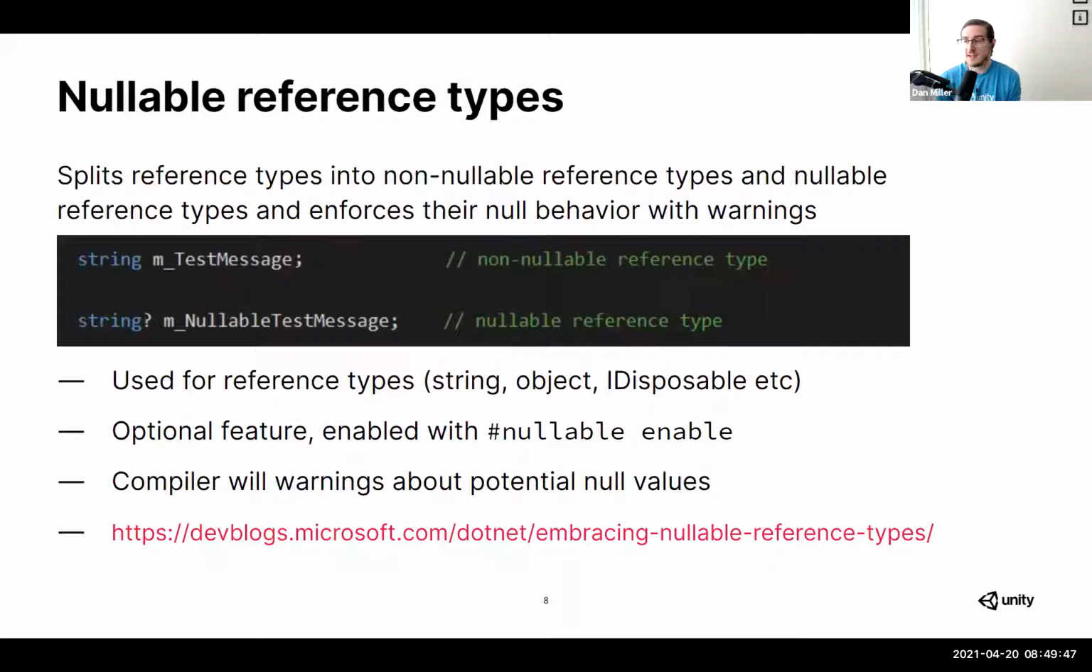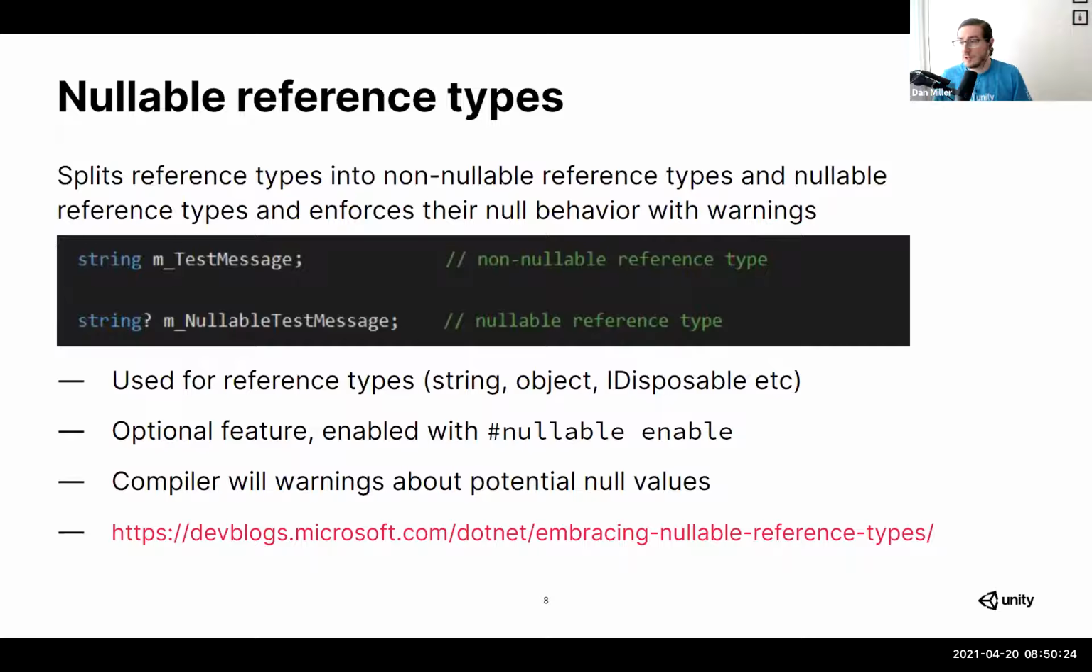So what this does is it splits your reference types, so string, object, etc., into nullables and non-nullables. Non-nullables, you can see, are just a normal string. Nullable reference types have that question mark, which denotes that this is now a nullable reference type. Now, it is an optional feature right now, so you do have to enable it. You can do that with pound nullable enable. Commonly, that's up by the using statements or the namespaces. What this does is let the compiler warn you about some potential null values.